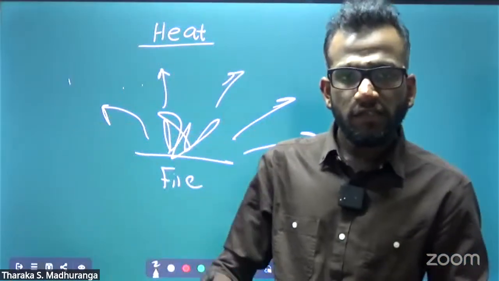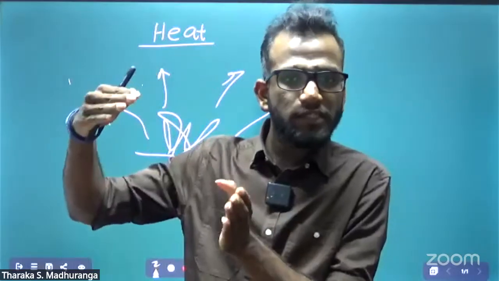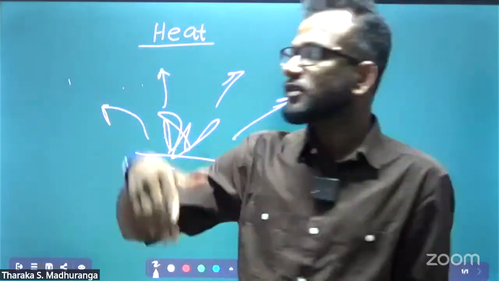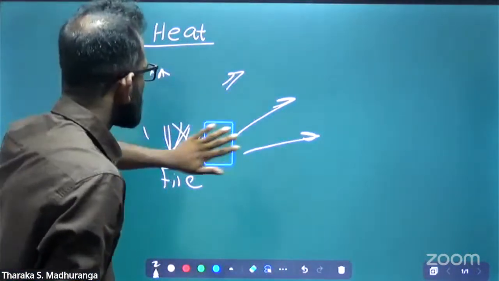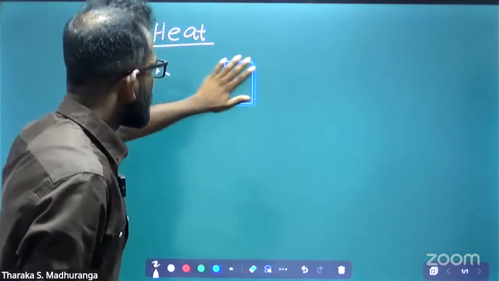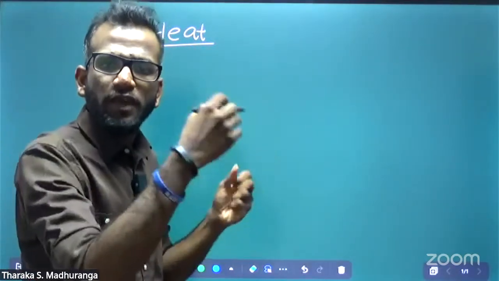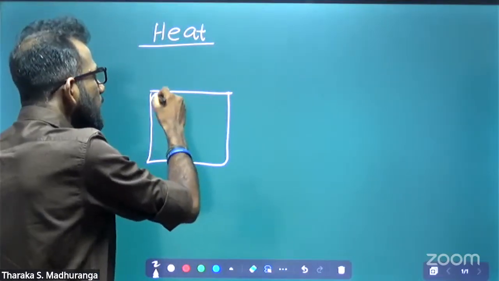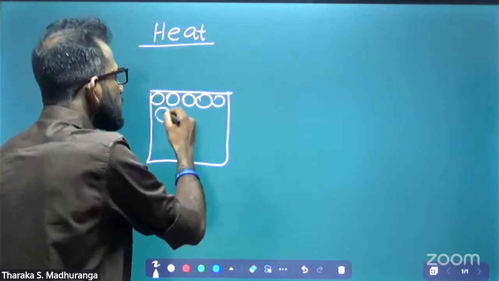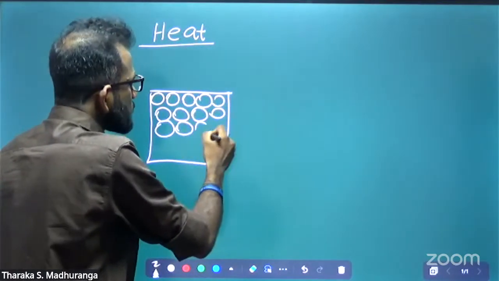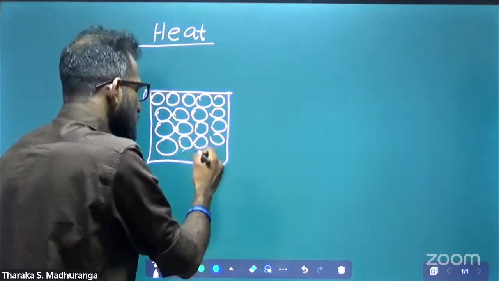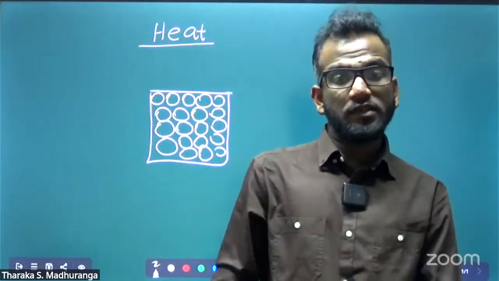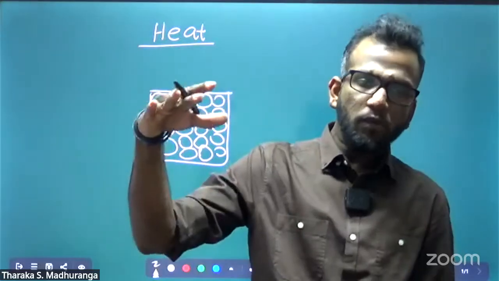If any object has more heat energy, its temperature is increased. The reason is that when the heat energy of any matter increases, the molecules' energy level increases. Their energy level increasing means their kinetic energy, that is their vibrations, are increasing. When their vibrations increase, their temperature gradually increases. So the temperature is a measure of the heat energy.